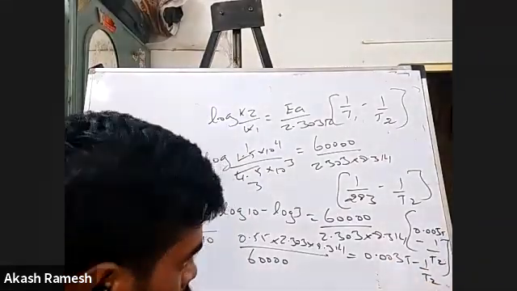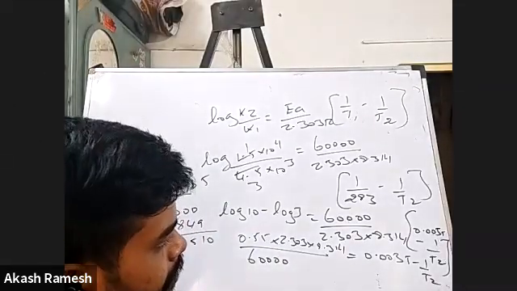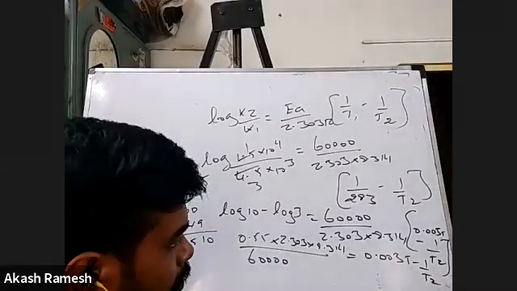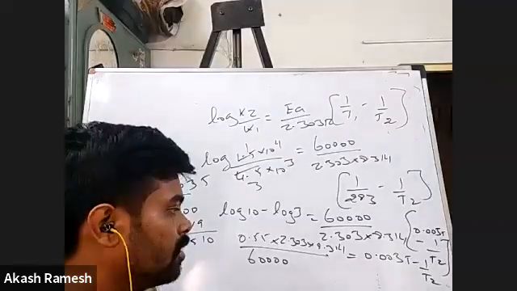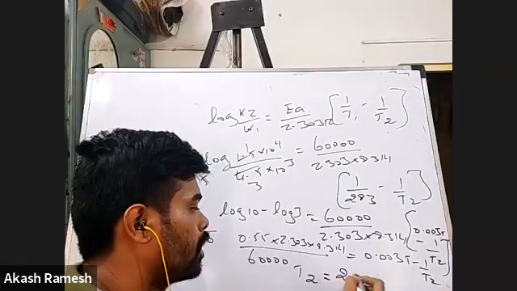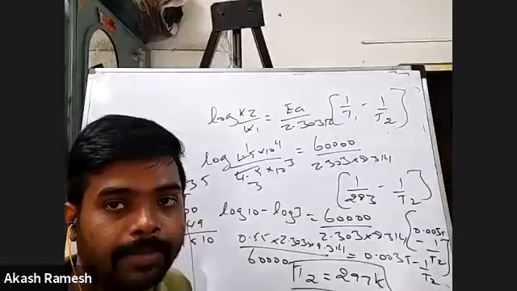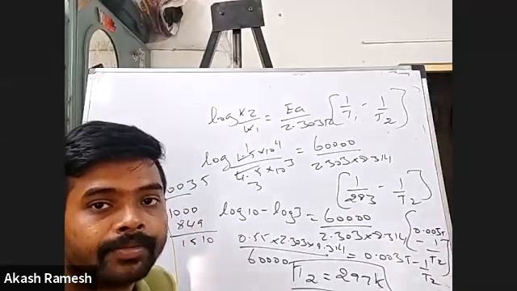Sir, is the answer 297? Yes, yes. The perfect answer is 297 Kelvin. So you would have found, if you do every calculation properly, obviously it will take some time, but if you do it properly, you will be getting the answer as 297 Kelvin. That's the answer. Okay.